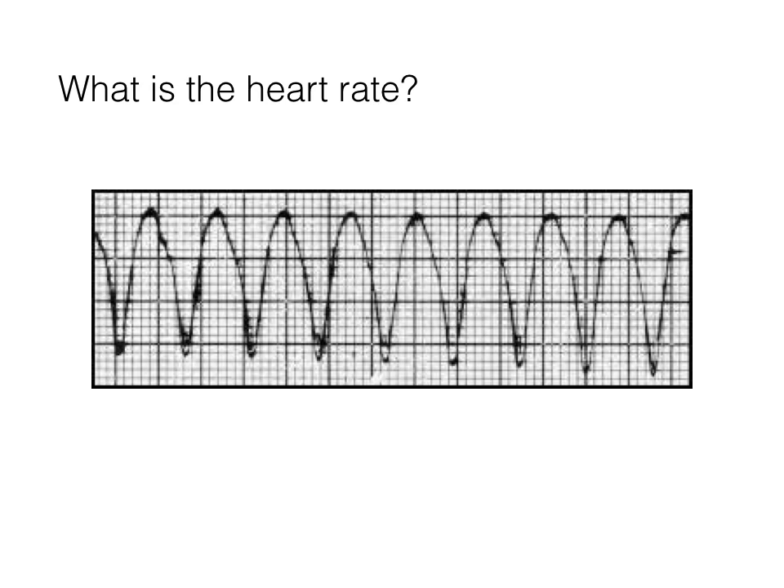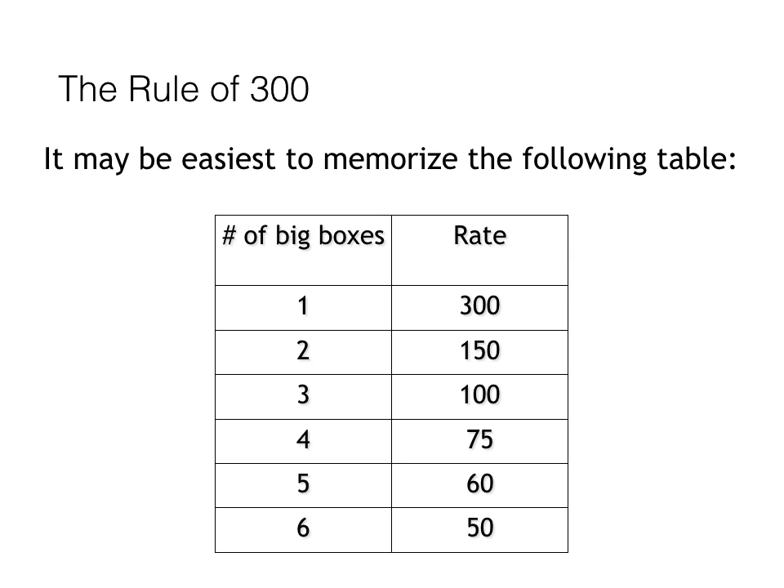There are approximately 1.5 large boxes between two QRS complexes, so it comes out to be 200 beats per minute. It may be easiest to memorize the following table.